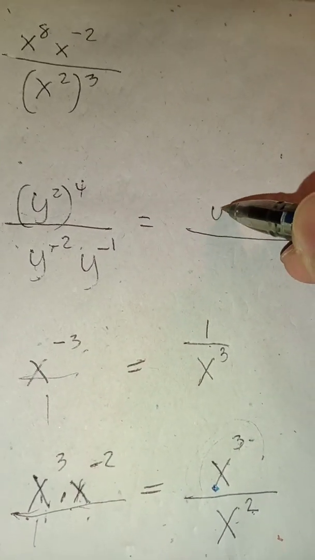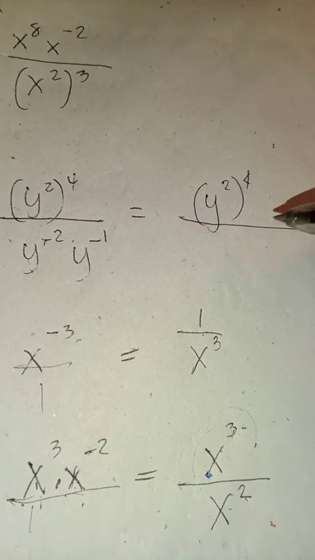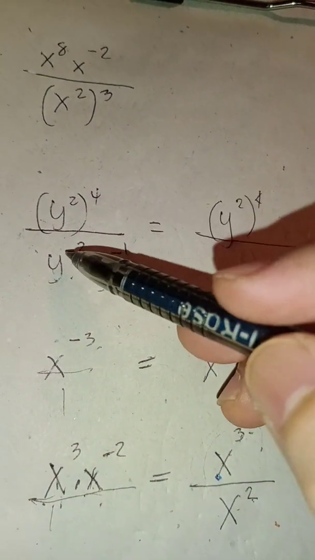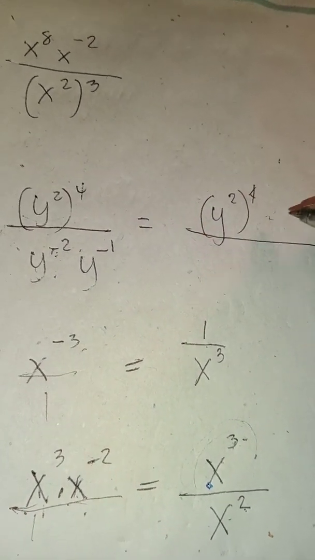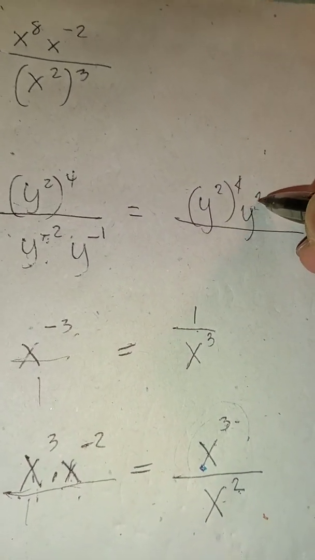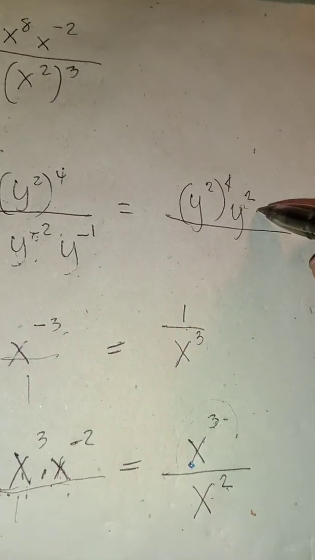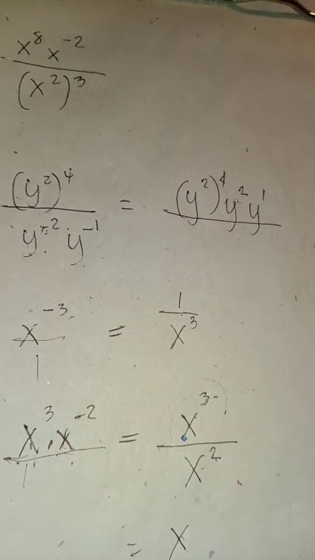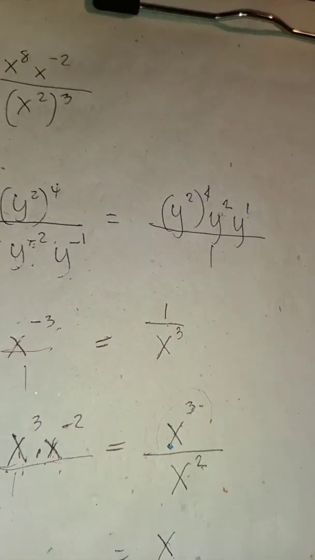Hindi gagalawin. Y squared raised to the power of 4, di ba? Ito, itataas mo nga kasi nga reciprocal niya. So, kasi nasa denominator siya, aakyat mo yun. Y raised to power of 2. Next, y negative 1. So, y to the positive 1. Ganyan siya. So, wala ka nang naiwan ng denominator. So, 1 na yung denominator dyan.